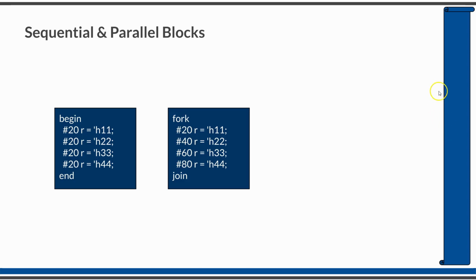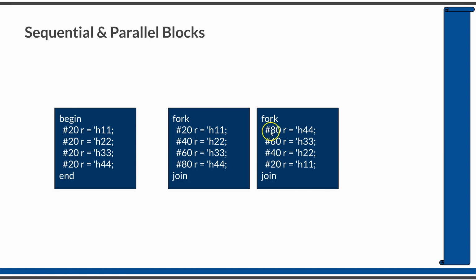Also, since all of them are executing at the same point in time, there is no relevance for the order of the statements within the fork join. So if you put this very last statement at the very beginning, it will also produce the same waveforms as in the case of this previous example.